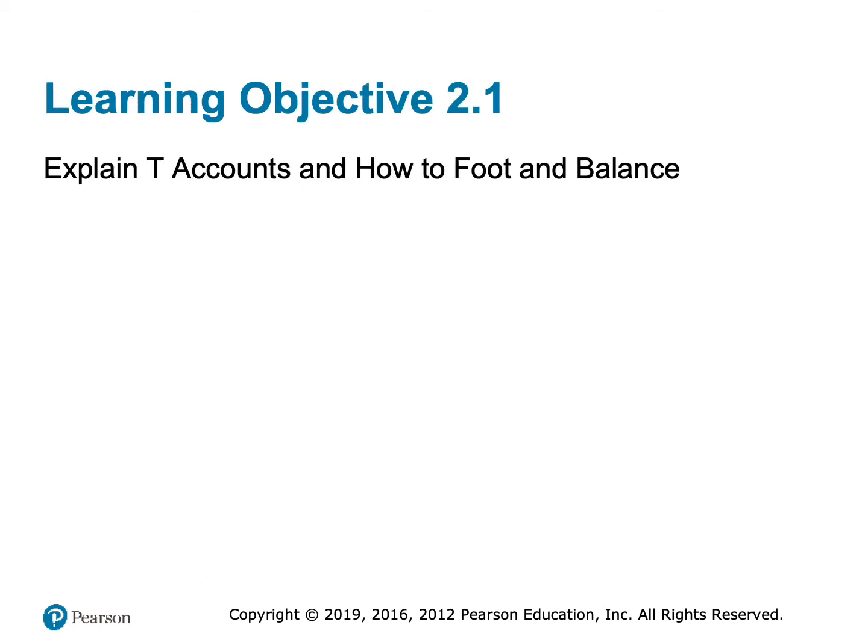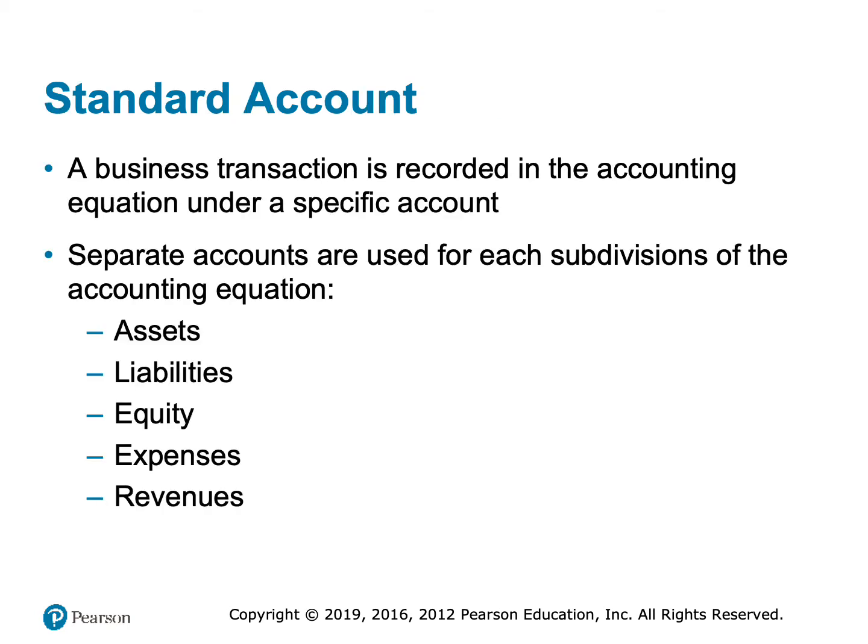So we're first of all going to talk about what is a T account and then how do we foot and balance. When we talk about accounts, let's keep in mind what an account is and is not. Assets, liabilities, equity, expenses, revenues, those are account types or account categories. When we're talking about an account, we mean a specific asset, a specific liability, a specific equity, a specific expense, a specific revenue. A lot of times I'll ask which account is used here, and in class I'll get the answer of it's an asset. Yeah, but which asset? Specifically which asset?